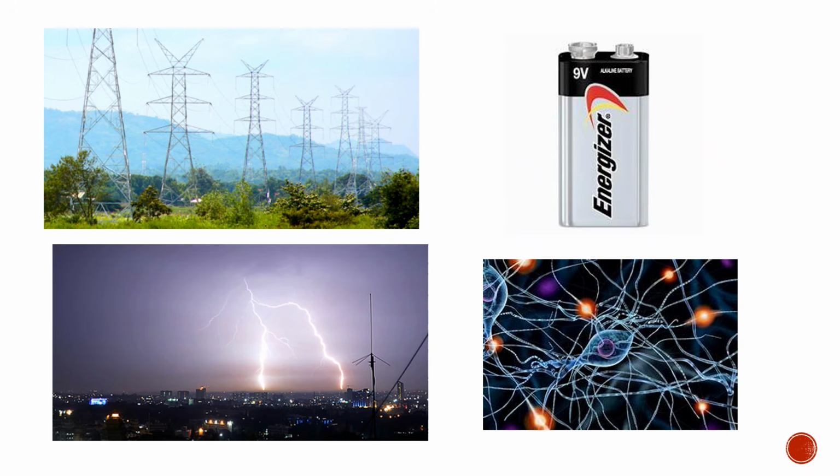So take a look at these pictures. We have a series of power transmission lines, a 9-volt battery, lightning, and neurons firing in the brain. They all involve the movement of electric charge and the energy that comes with it. So that's exactly what this chapter is about.